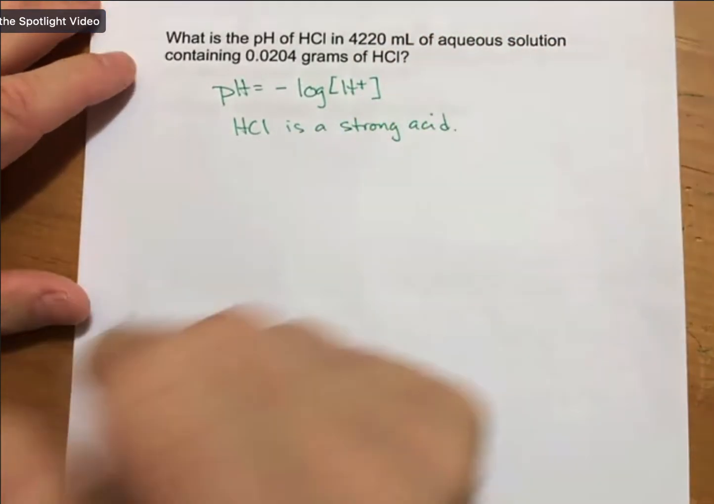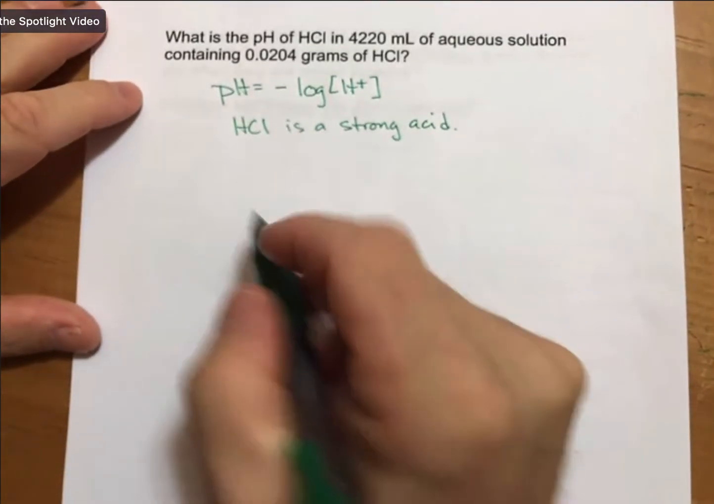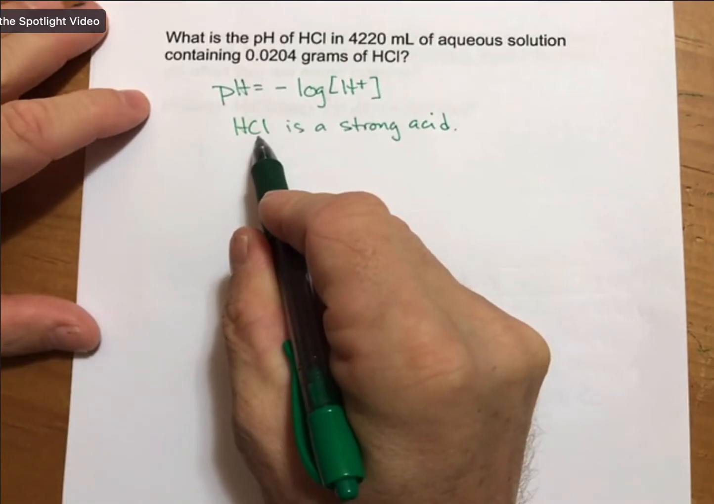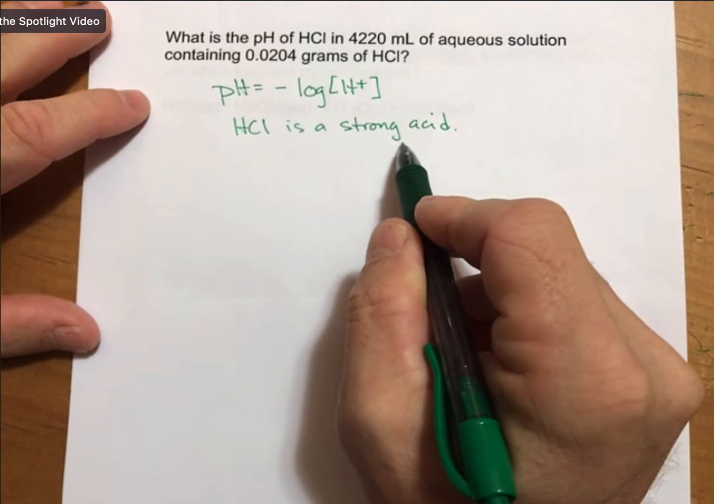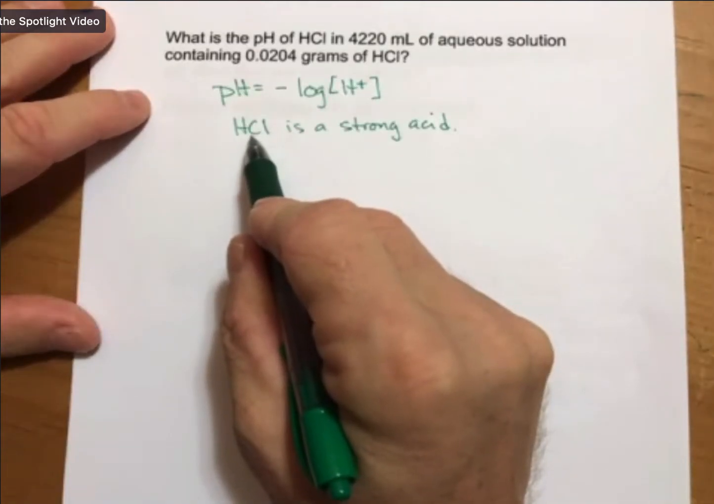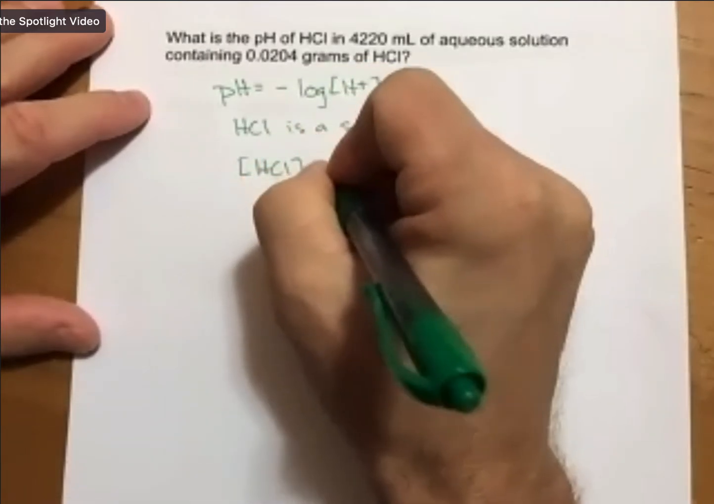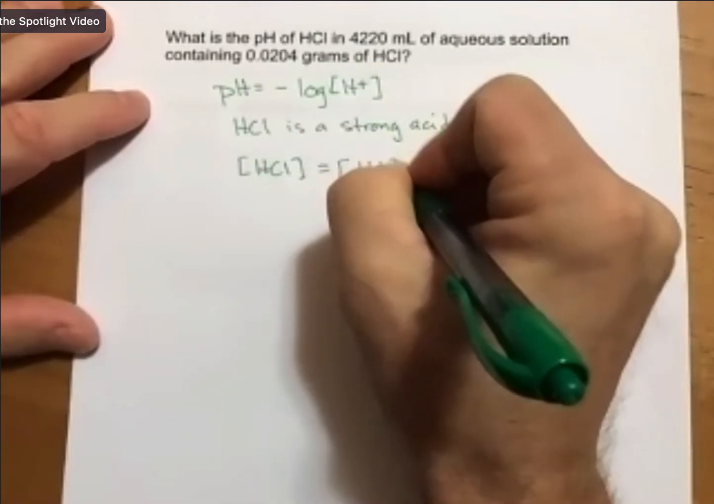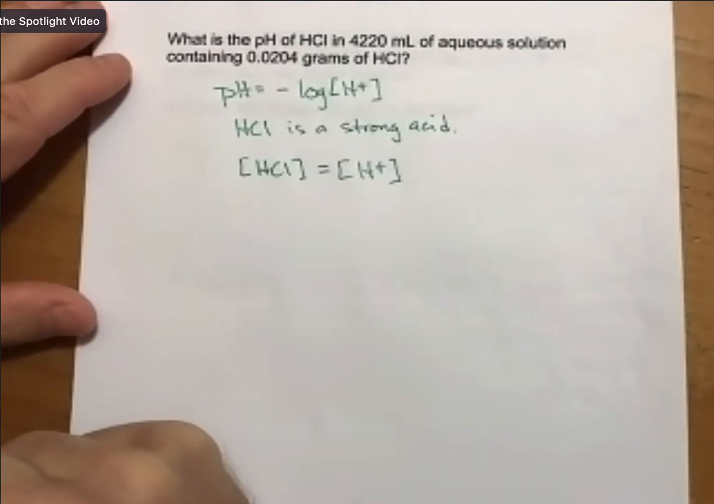And again, this may be a bit of review, but I think it's worth covering. If you have any questions, let me know. Really, this statement, HCl is a strong acid, means that whatever concentration we get for the HCl, it does equal the concentration of H+, okay?